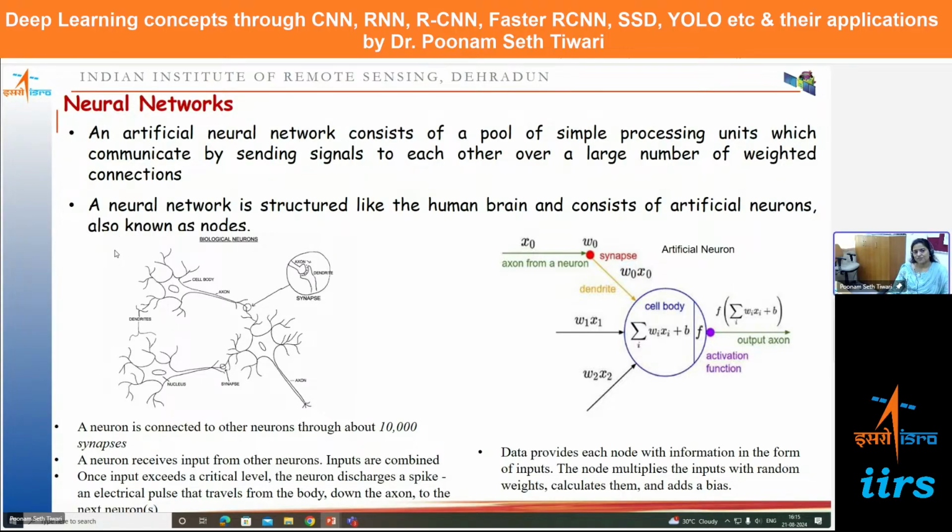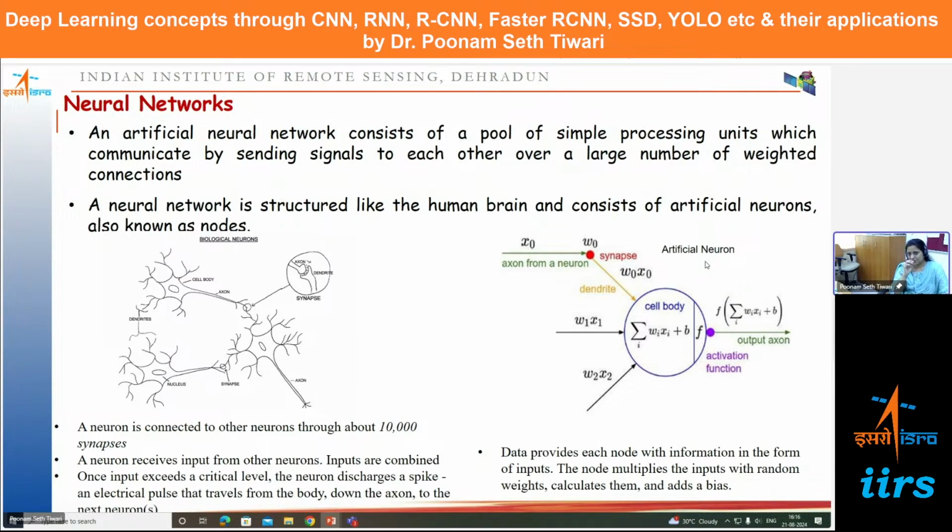The information is coming from one neuron. It reaches the cell body from all the dendrites, from all the neurons to which it is connected. In the cell body, it assembles all the information, and only if the information is above a certain threshold level will it pass to the next level, or it will not pass, because there may be some noise also. Okay. In the same manner, the artificial neuron is also created.